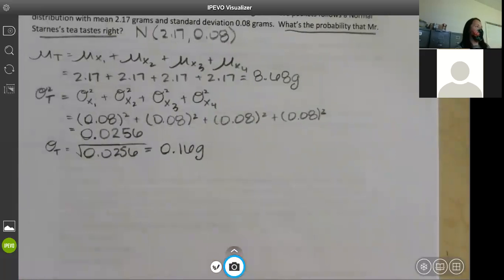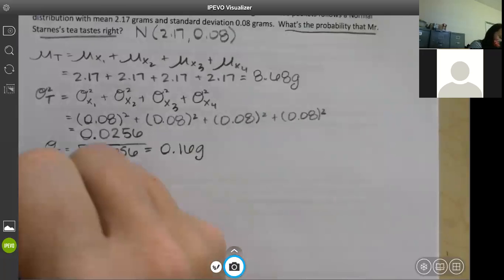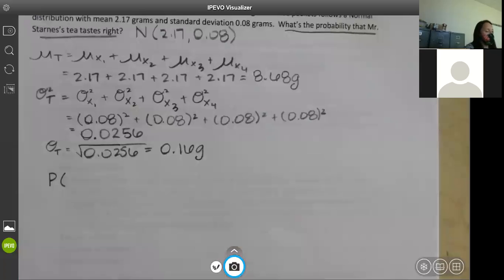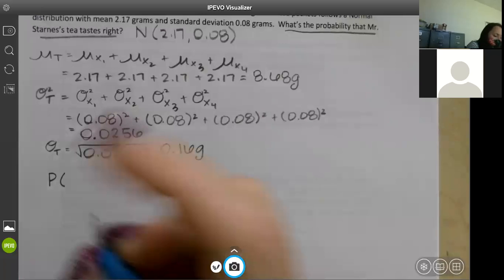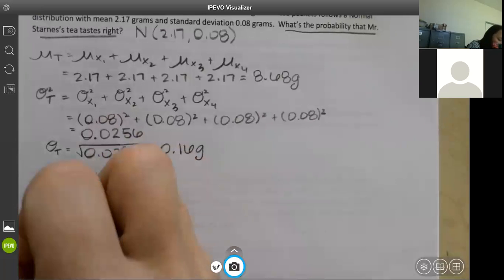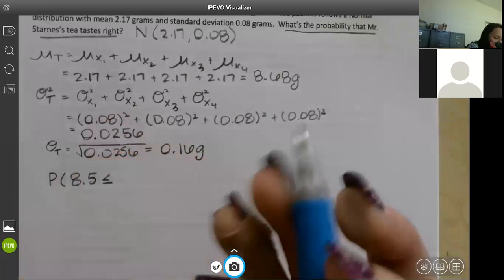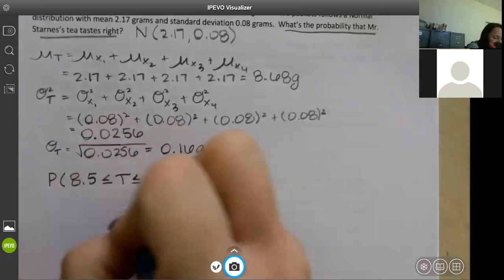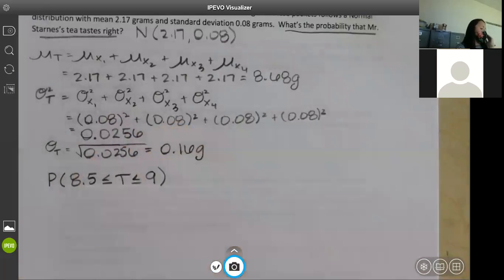All right, so again, why did we have to do that? To be able to put it in normal CDF, we need the lowest amount of sugar he'll take, the highest amount of sugar he'll take, the mean of all the sugar packets, and the standard deviation of all the sugar packets. We need to write a probability statement. The probability is that it's between 8.5 and 9 grams: 8.5 less than or equal to T less than or equal to 9. We use T because that's what it told us to use, the total.